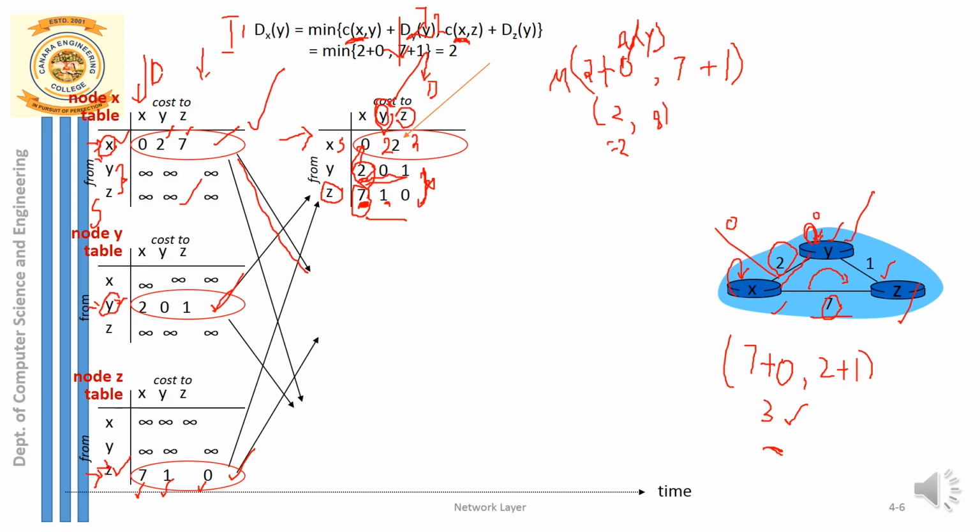So 0, 2, 3. Now this 3, when you are writing it, you have to compare with the previously stored value. Already I had taken the distance from x to z as 7. So you need to compare this distance with the newly calculated distance. Is this newly calculated distance smaller than the previous one? Yes, it is. 3 is less than 7. That is why we now have to consider 3. 7 has to be replaced by 3. So can we see that 3 is the minimum distance? Anyway, that is how we calculate the minimum distance.